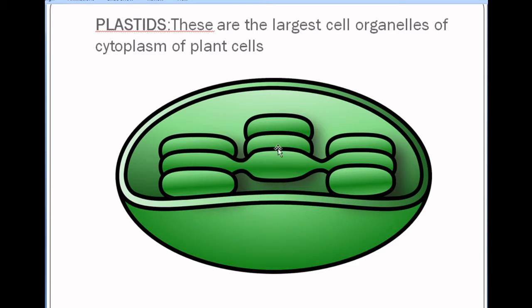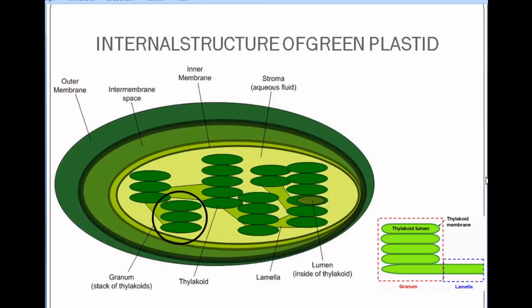And these are the largest cell organelles of the cytoplasm in plant cells. These are large, spherical, ovoid or disc-shaped organelles. And let us talk about their structure, how these cell organelles look. We will take the example of the green color pigment plastid, that is chloroplast.